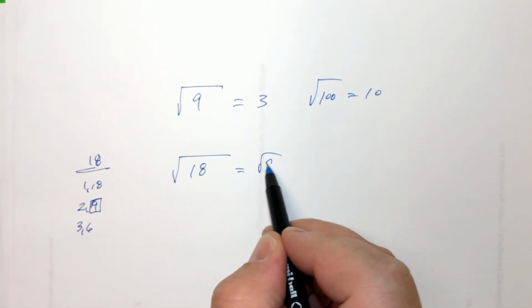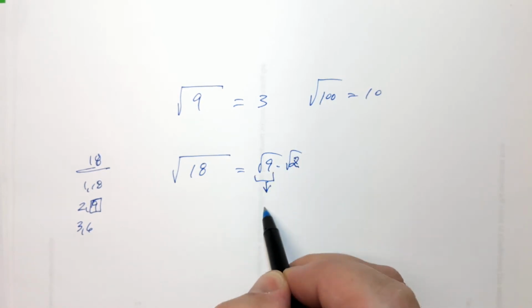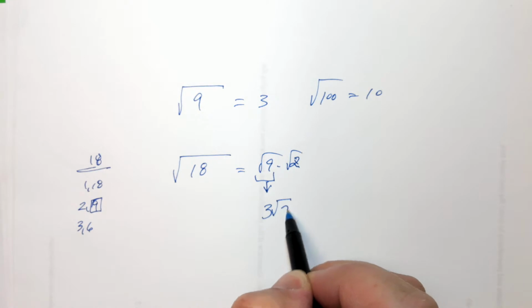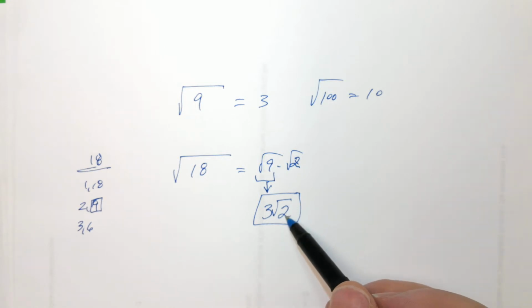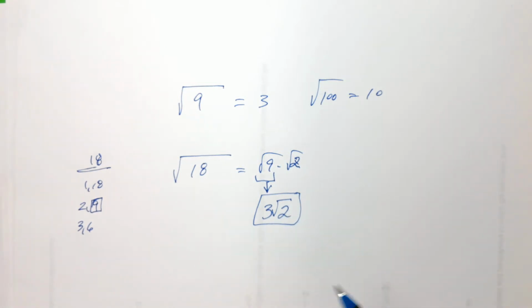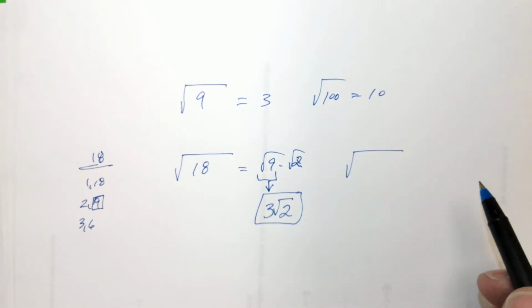So this is equal to the square root of 9 times the square root of 2. And the square root of 9 is, of course, 3. The square root of 2 is just the square root of 2. I'm done. Now I could check it. I could multiply this number by itself, and it will equal 18.